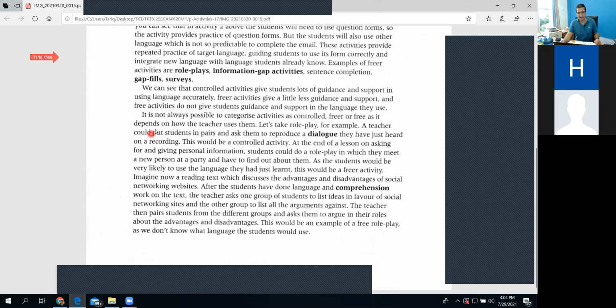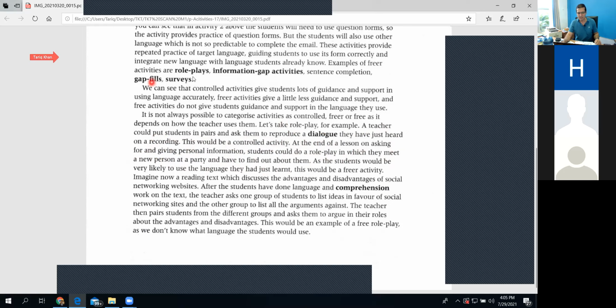Next, it is not always possible to categorize activities as controlled, freer and free, as it depends on how the teacher uses them. Let's take role play, for example. A teacher could put students in pairs and ask them to reproduce a dialogue they have just heard on a recording. This would be a controlled activity. At the end of the lesson, on asking for and giving personal information, students could do a role play in which they meet a new person at a party and find out about them.